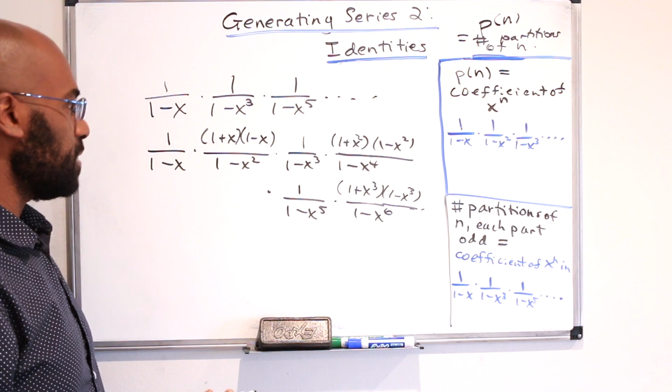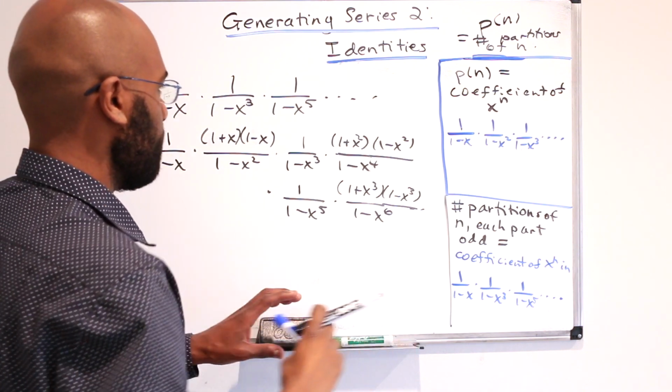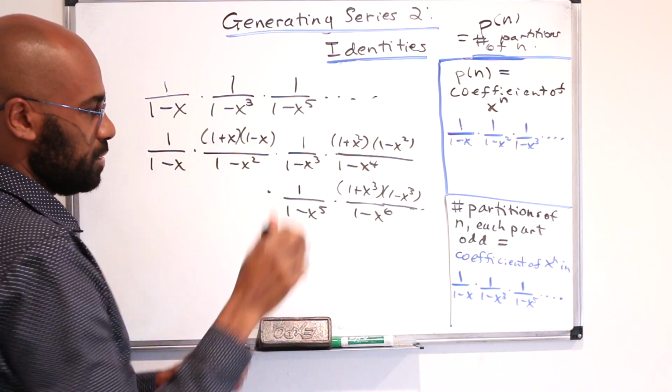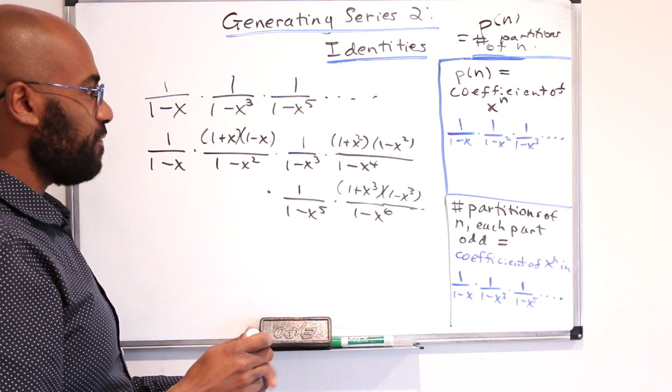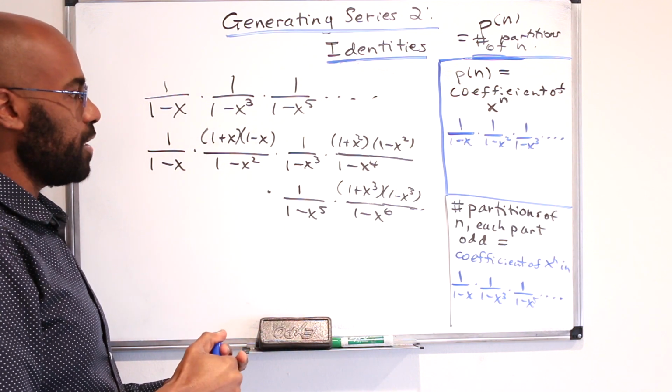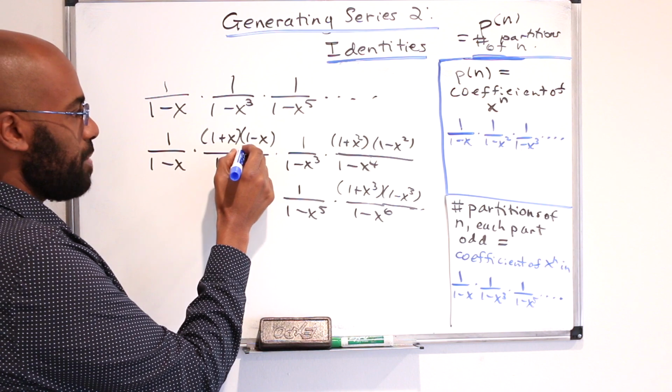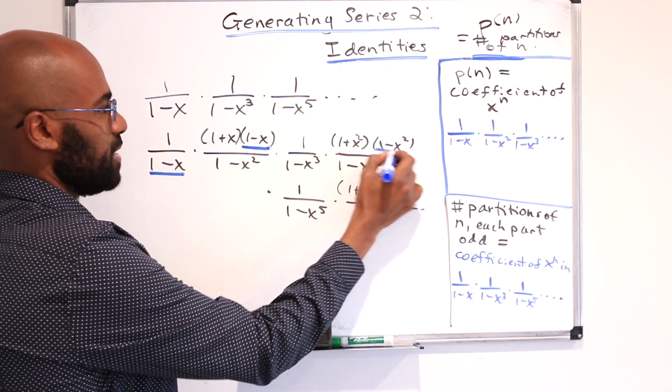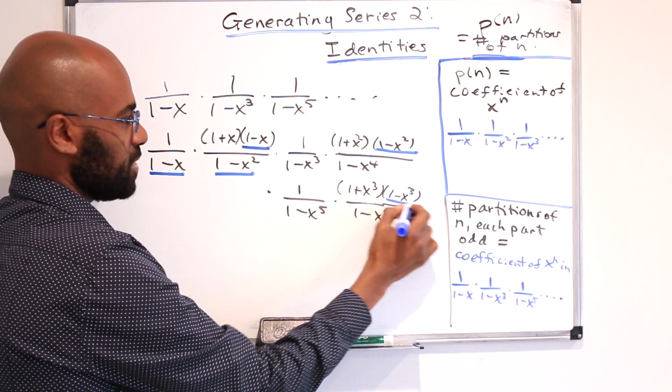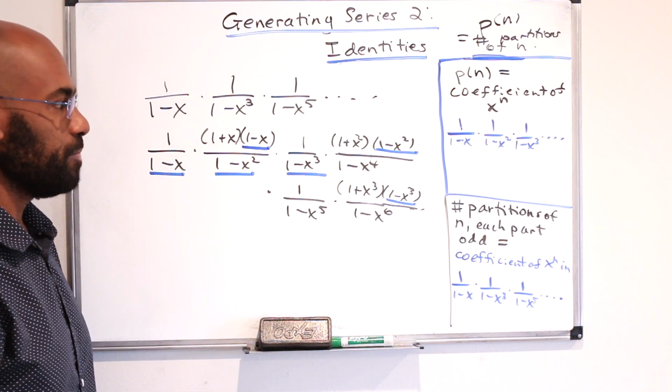Now, since we're doing this infinitely, every single one of these terms in the numerator is going to have every single one of the terms in the denominator. For example, 1 minus x appears here. 1 minus x squared appears here. 1 minus x cubed appears here, etc.